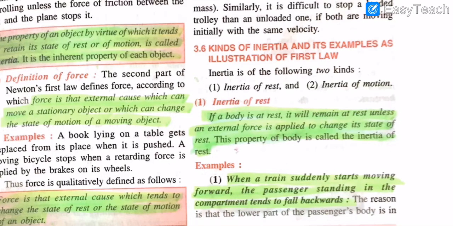Second one also, let me just finish the inertia of motion before we go on to Newton's second law. If a body is in a state of motion, it continues to be in that state of motion with the same speed and in the same direction in a straight line unless an external force is applied on it to change its state. This property of the body is called inertia of motion. Something to mark in orange.